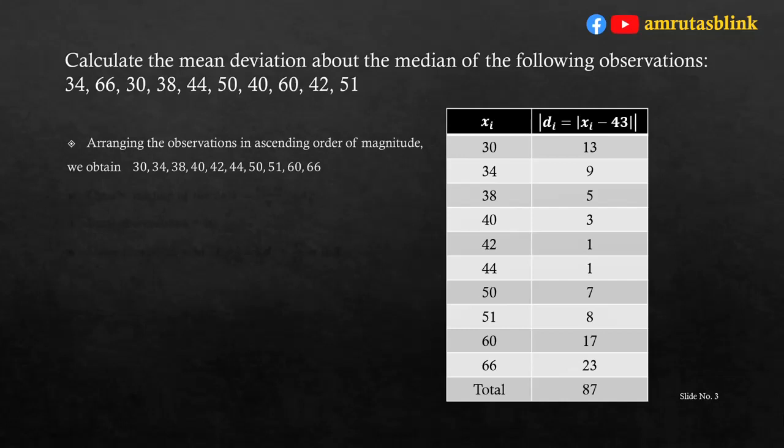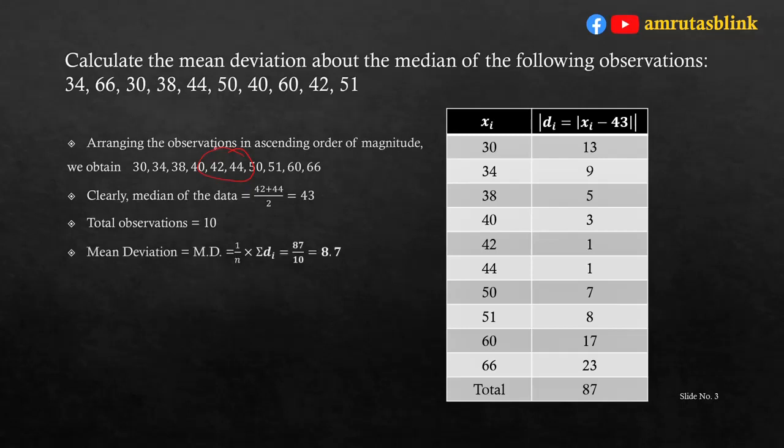Now, how many observations are there in all? There are 10 observations. So, we cannot find a single middle observation. The median of the data will be the mean of 42 and 44, since 10 is an even number and there are two values in between, 42 and 44. Hence, median is 42 plus 44 whole divided by 2, which is equal to 43.